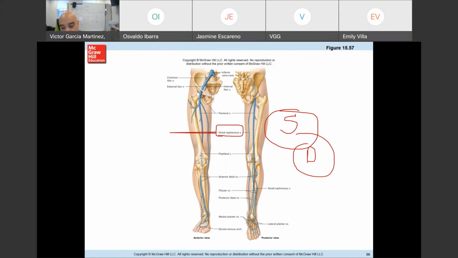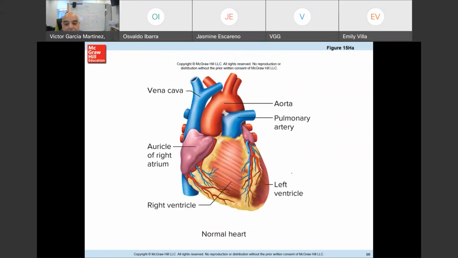But the superficial one, which is the longest one, is very important clinically. It's going to be the great saphenous vein. It's going to be draining directly on the external iliac vein and the femoral veins. Guys, this is going to be the final part. Remember, you need to remember the great vessels. I know it could be a little bit overwhelming because you have a lot of names here, but we need to remember these names, specifically the bigger names for each section of your body.